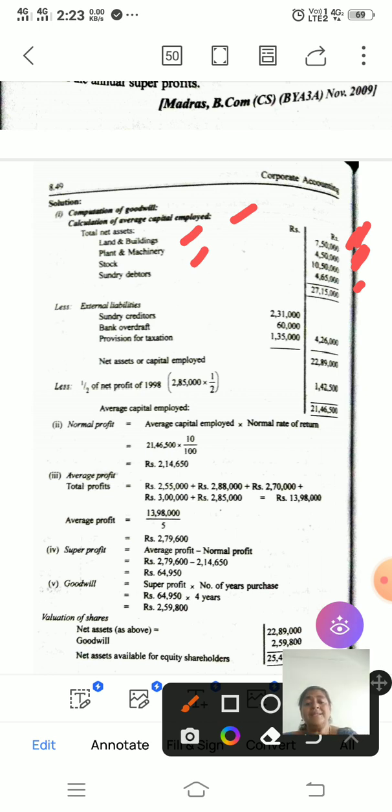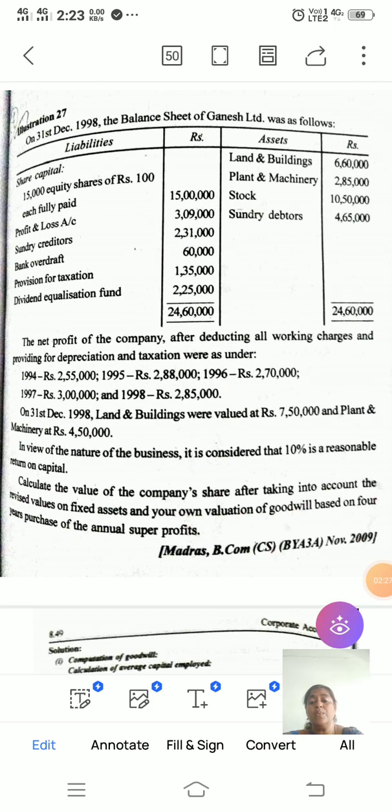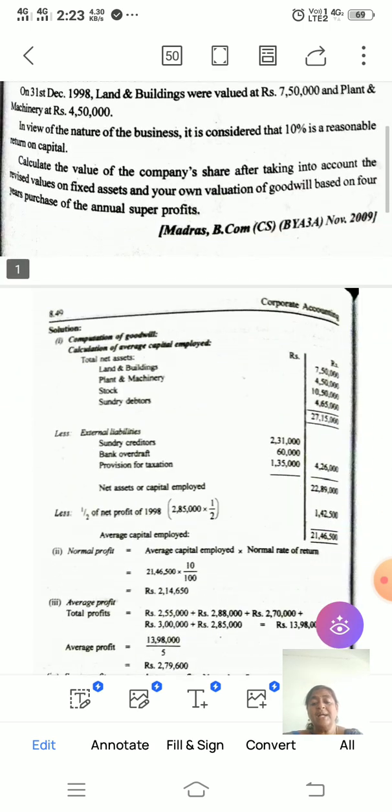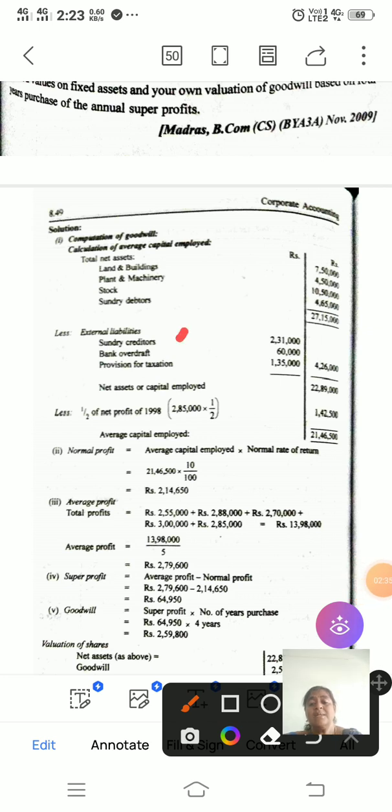Then less external liabilities. Sundry creditors are given as 2,31,000. Then bank overdraft is given as 60,000. Provision for taxation is also an external liability, and it is given as 1,35,000. These are the items given on the liability side, so sundry creditors, bank overdraft and provision for taxation we have to take.